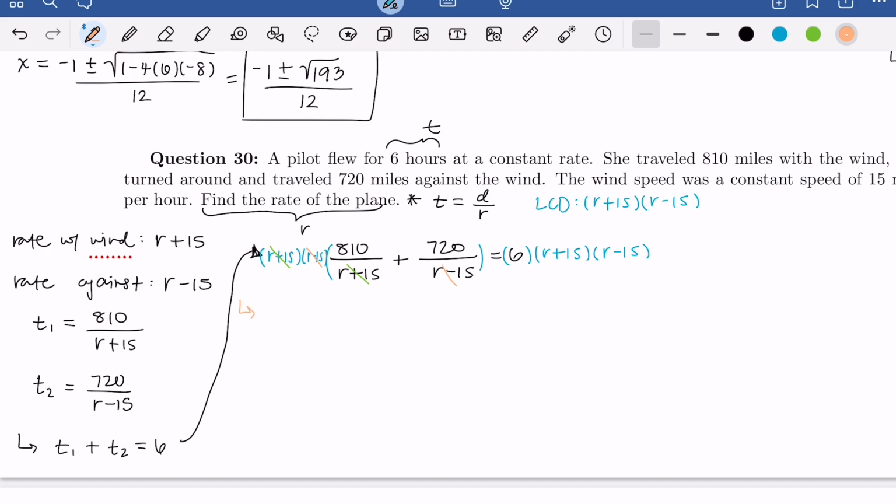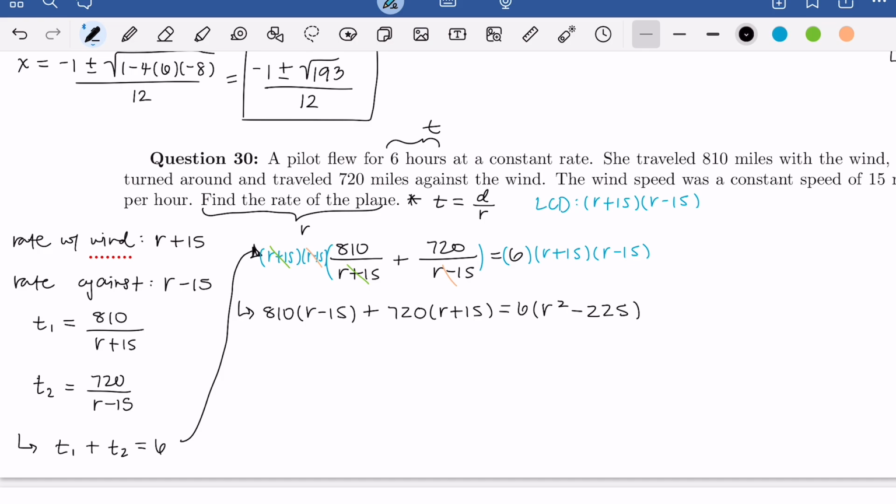All right, so this means when we multiply the LCD by this guy, we're just going to be left with this numerator times the term that's left over. So this will be 810 times r minus 15. And similarly for this guy, when we multiply by the LCD, since these guys are going to cancel, it's going to be the numerator times this r plus 15, the remaining term. All right, now on the right-hand side, we're just going to have 6 times the product of these guys. We'll notice that this is going to be a difference of squares here. So this is just going to be r squared minus 225.